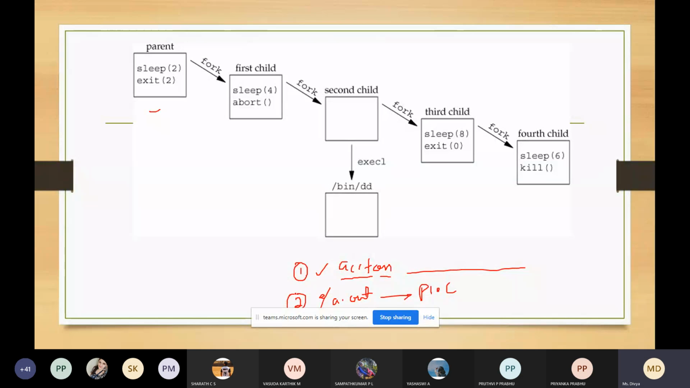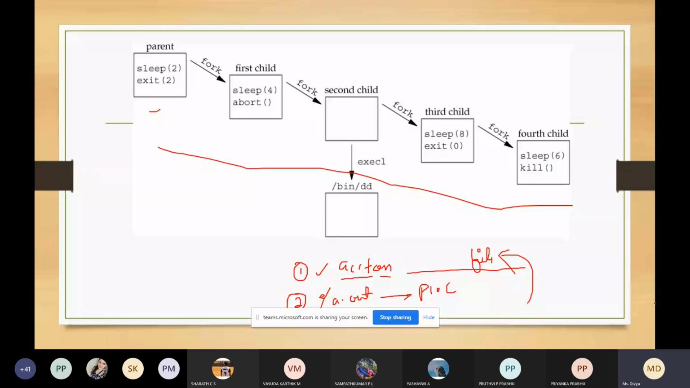Once you execute this program, it will append 5 records to this particular file. Here you are giving the file path, correct? So in this file, all the 5 process records will be stored to the accounting file.